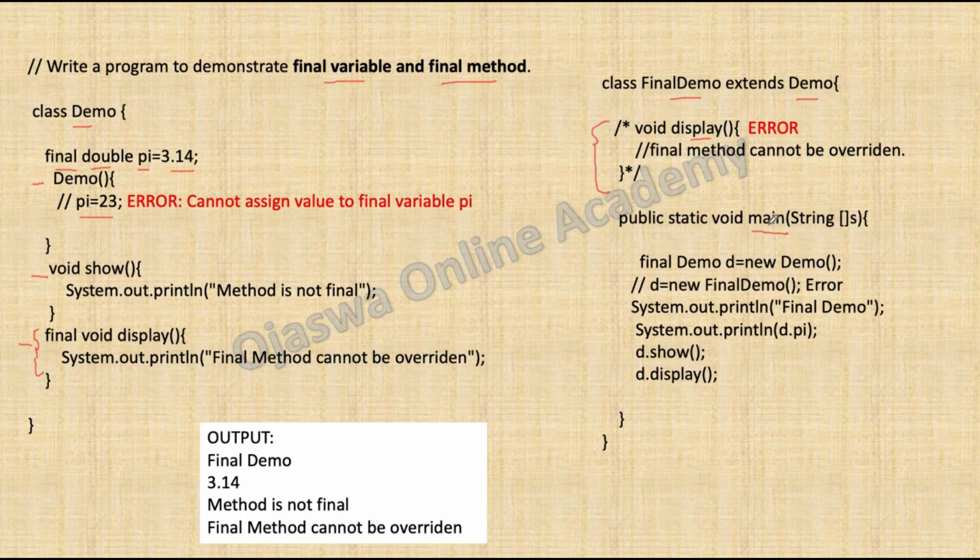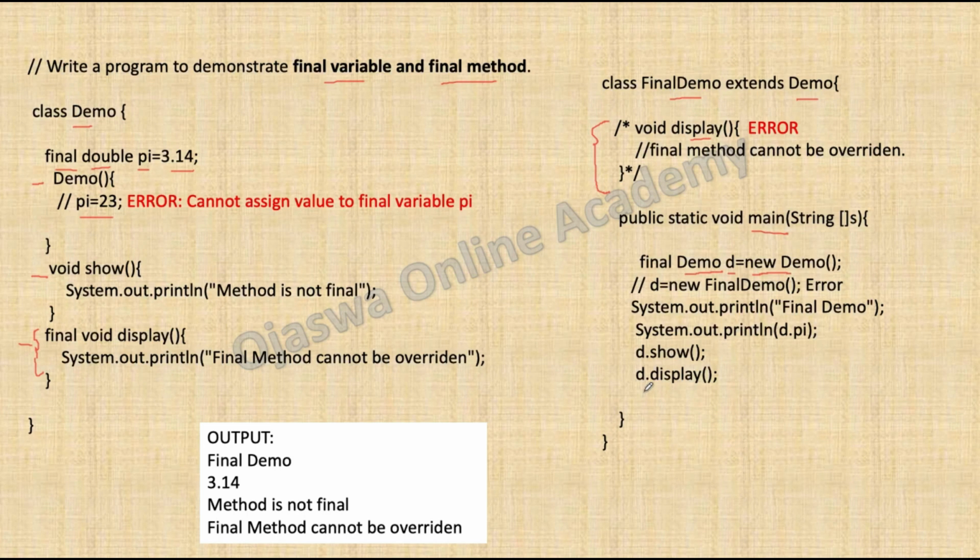Then we have main method. Here the first statement is object creation. We are creating object of type demo, reference variable is d, and we have assigned new object to reference variable d. So inside the memory, what will happen? As usual, reference variable d will be allocated memory inside the stack memory area, and the actual object will be created on the heap memory area.